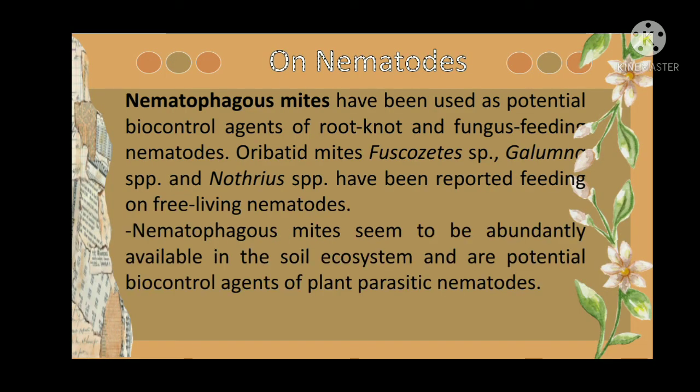Next, nematophagous mites have been used as potential biocontrol agents of root gnats and fungus-feeding nematodes. Oribatid mites have been reported feeding on free-living nematodes. Some of the astigmatid mites, Tyrophagus putrescentiae and Histiostoma bakeri Hughes and Jackson, are reported feeding on nematodes. Nematophagous mites seem to be abundantly available in the soil ecosystem and are potential biocontrol agents of plant parasitic nematodes.